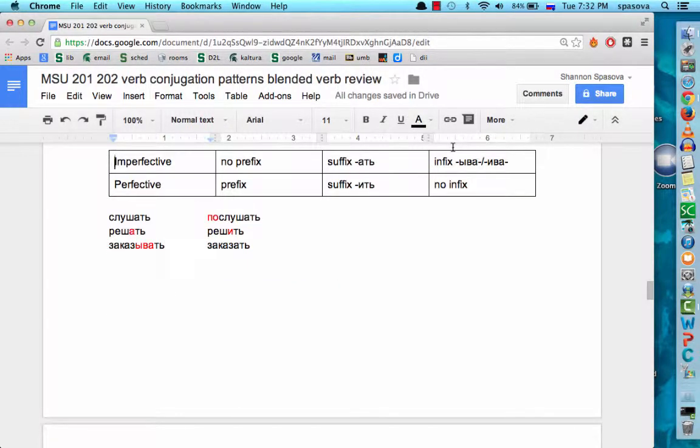This is just meant to have been a quick review of some of the things that you learned last year about Russian verbs. We will be going more into depth about these things, but please do let me know if you have questions about what I have laid out here.